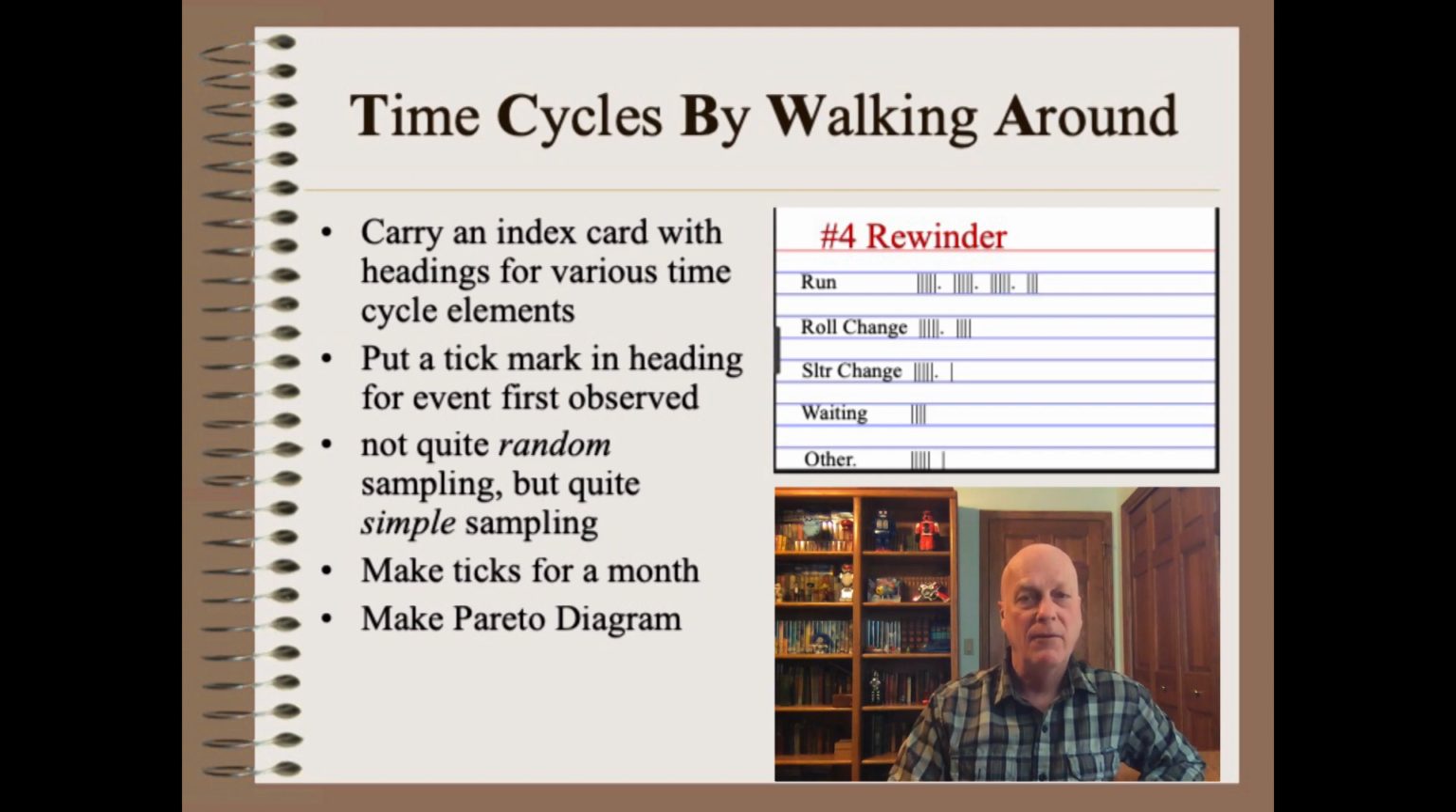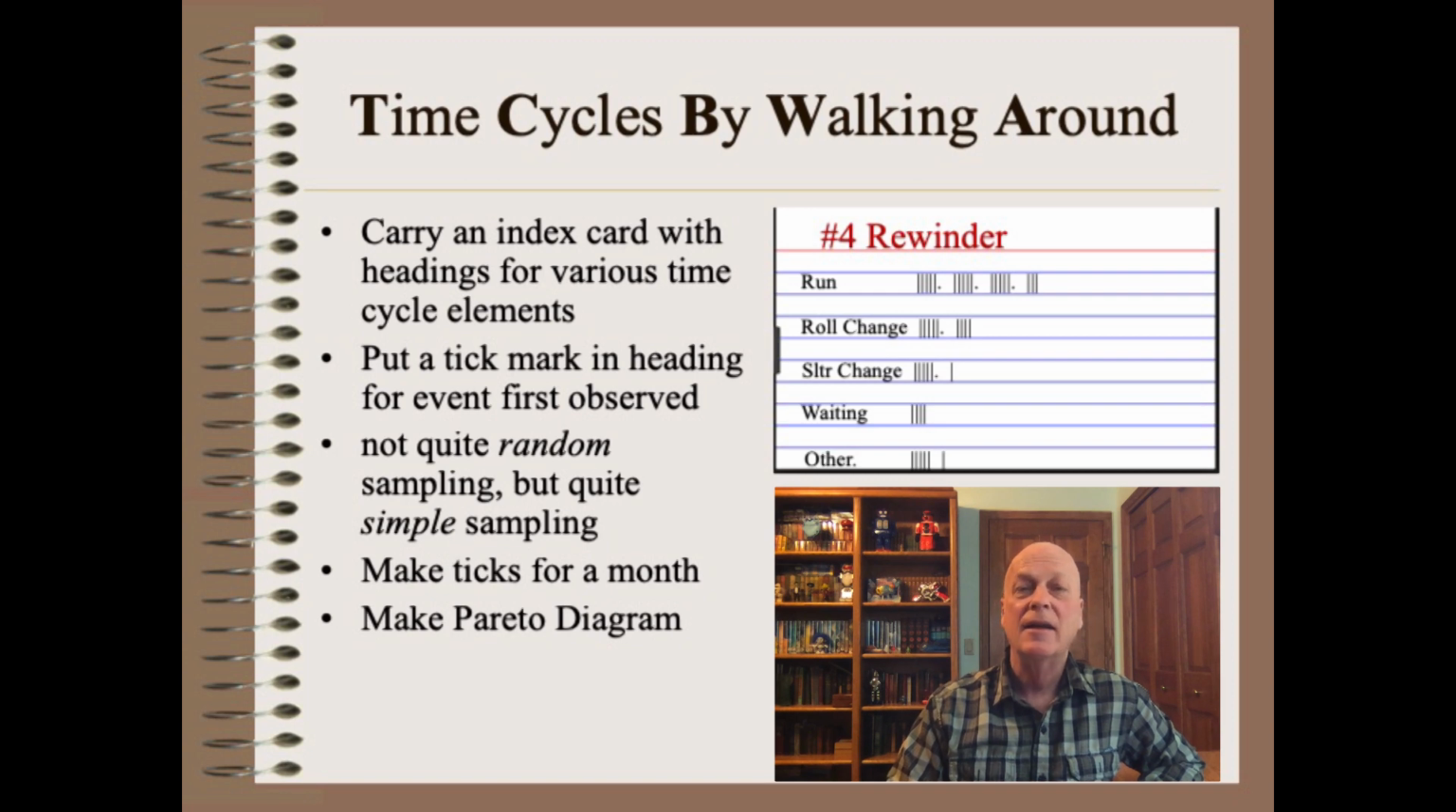On a ReWinder, for example, that would be things like run, change set, change master roll, move slitters, maintenance, and so on. When you happen to be near the machine for any reason, merely note what event you first notice by putting a tick mark on the heading of the index card. By carrying this card for a month or by having 4 supervisors carry cards for a week, you will have hundreds of tick marks for various time cycle elements.